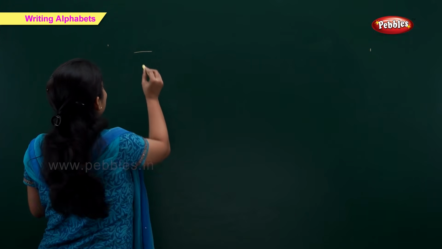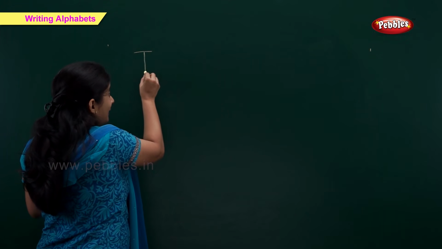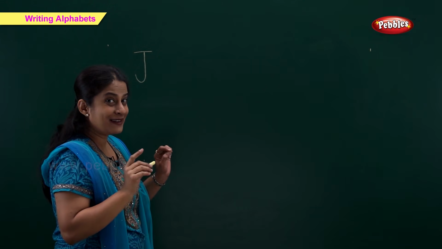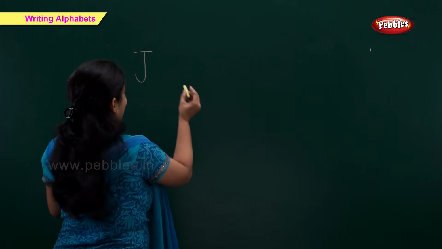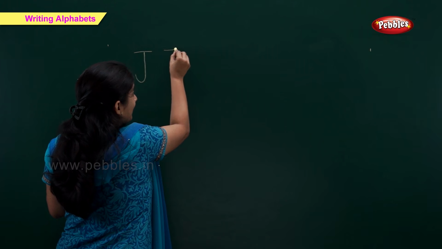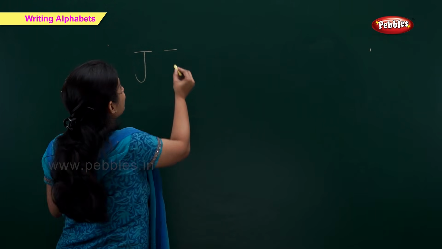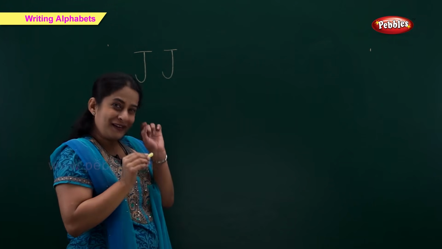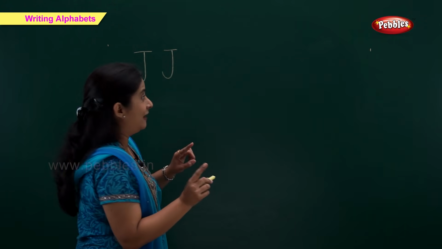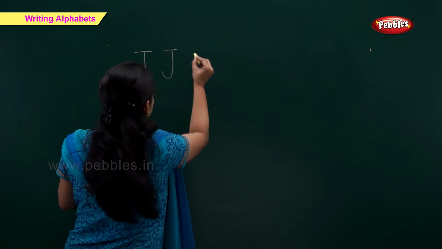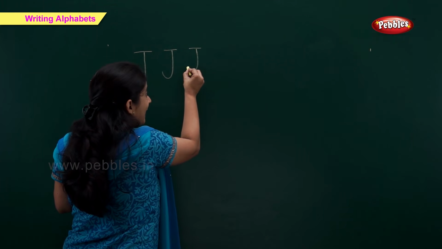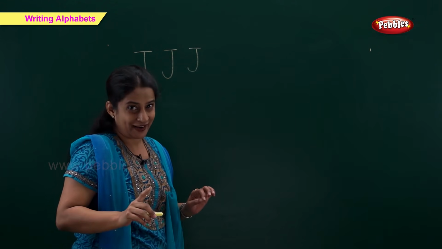Sleeping line, standing line with a small curve makes J. Sleeping line, standing line with small curve makes J. One more time. Sleeping line, standing line and curve makes J.